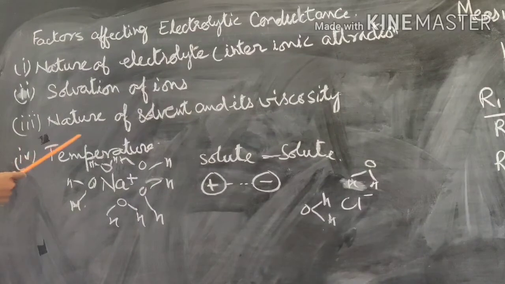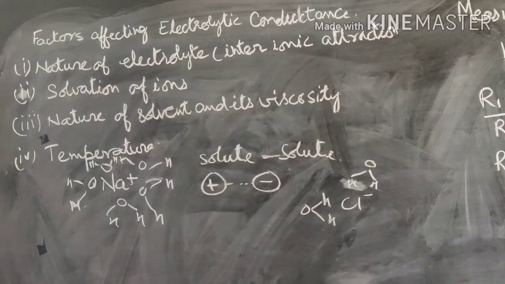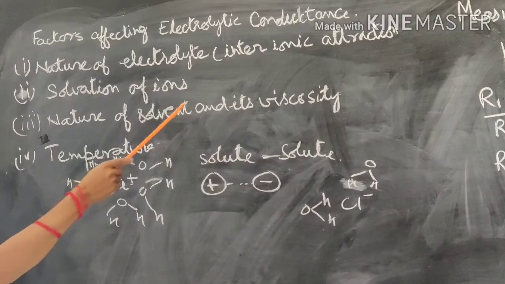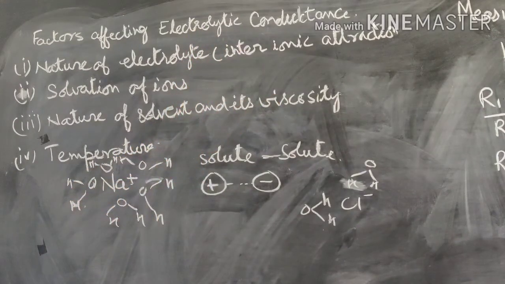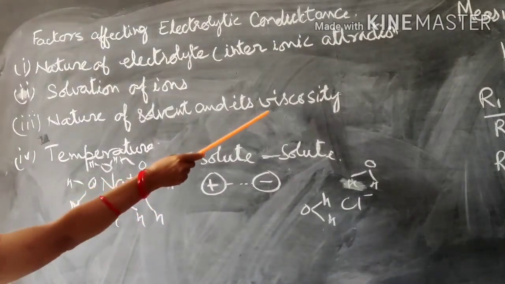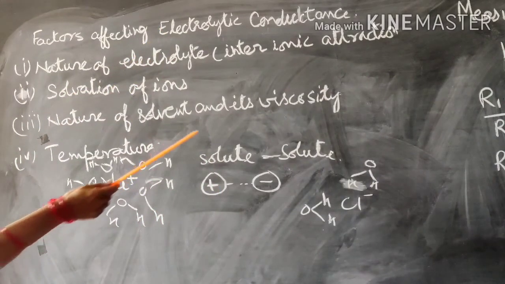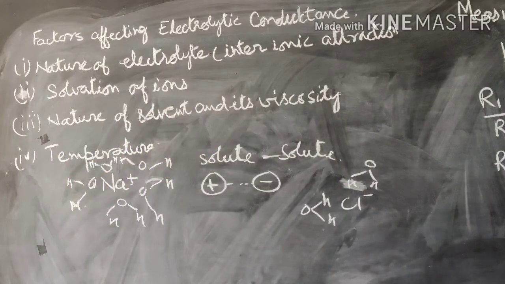Now the third point is the nature of solvent and its viscosity. Nature of solvent means solvent versus solvent interactions. If the solvent has higher viscosity, the solvent versus solvent interactions are more viscous, then it will affect the mobility of ion. Due to the increase in the viscosity of the solvent, the mobility of ion decreases, so there is a decrease in the electrolytic conductance.